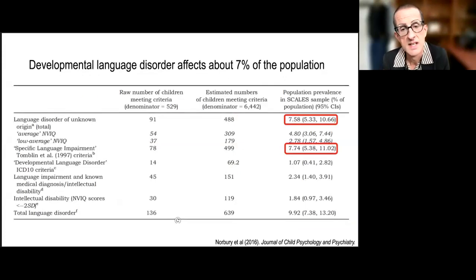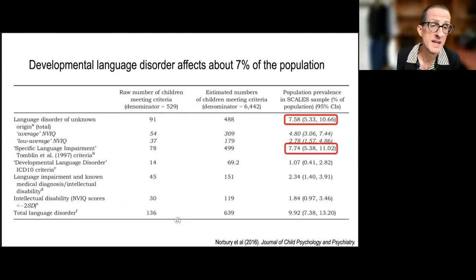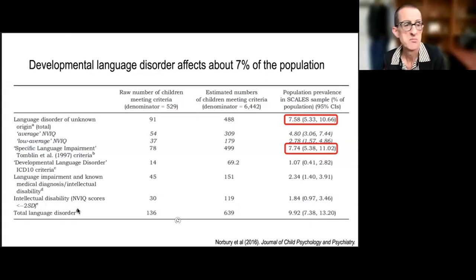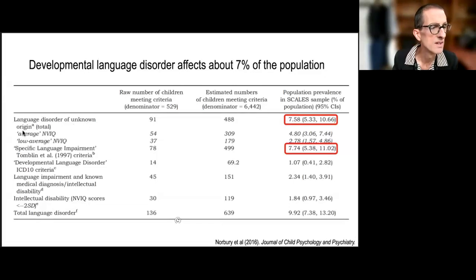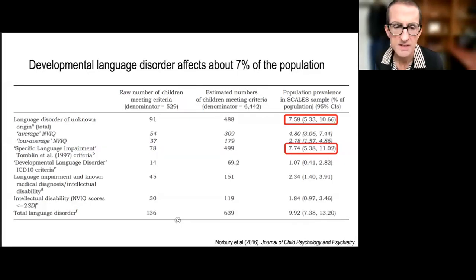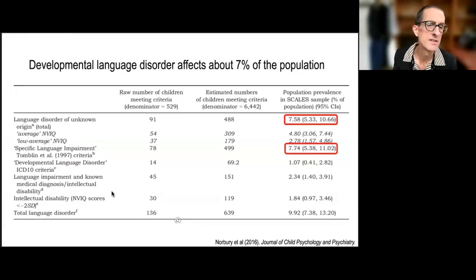There have been a variety of studies looking at the prevalence of developmental language disorder. This is a listing of some of the studies here, and I just highlight two, which show that the prevalence is about 7% or so. Here you have language disorder of unknown origin, basically developmental language disorder. In the past, it was referred to as specific language impairment. Now we use a more general term. But anyway, the literature shows that about 7 out of 100 kids are affected by developmental language disorder.